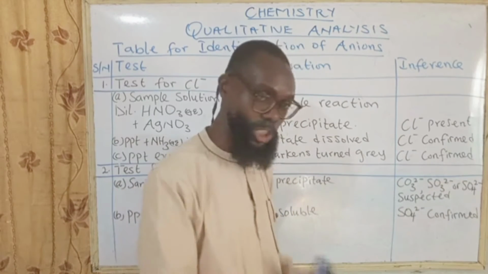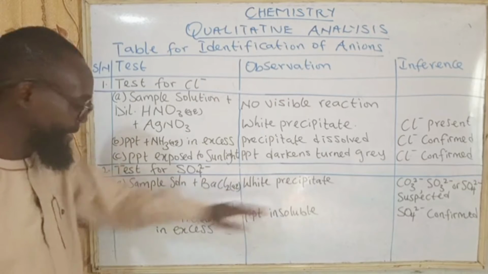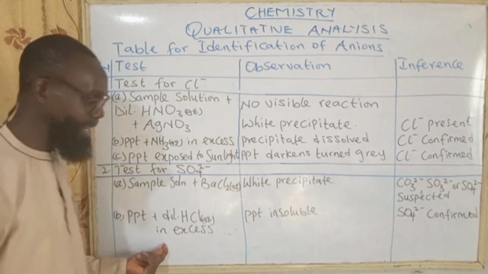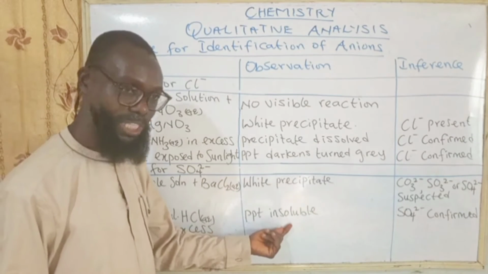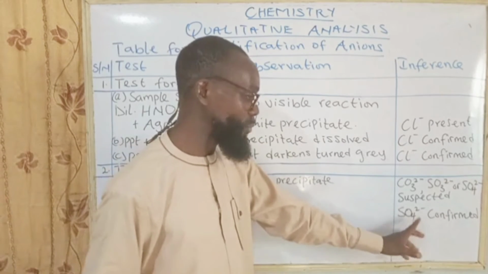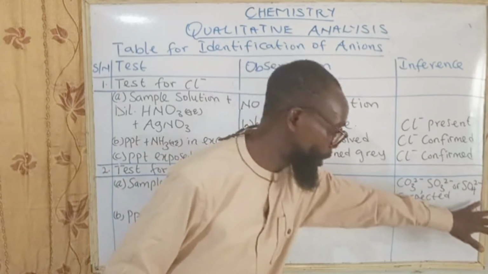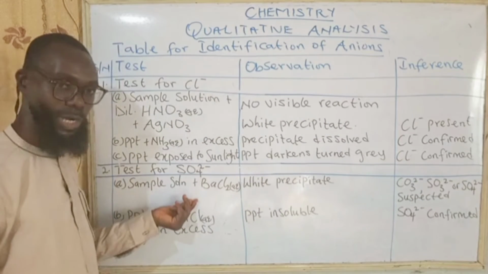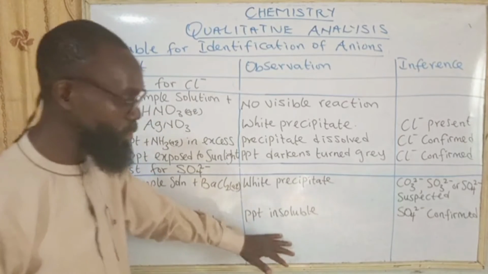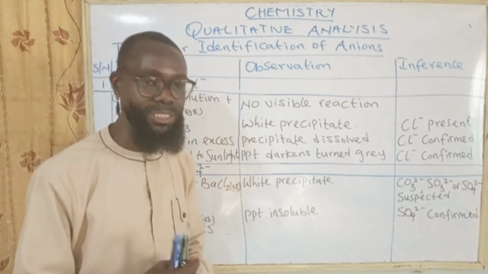These three were suspected. Now, for part B, to this white precipitate you add dilute HCl in excess. We found that the precipitate was insoluble. It remained the way it was. That means SO4 2 minus is confirmed. That is the inference. Though these three were suspected when we added barium chloride, when we added dilute HCl and it remained insoluble, it means that only sulfate ion was confirmed in that solution.